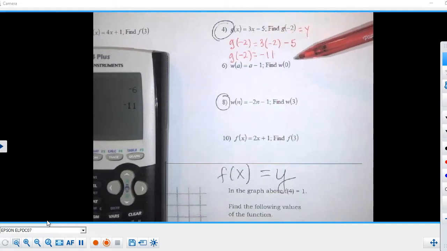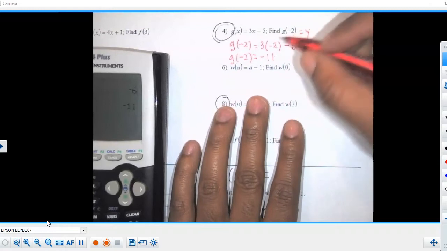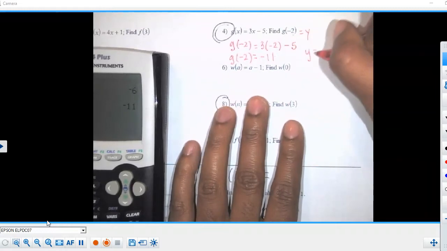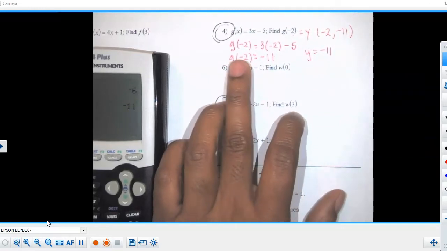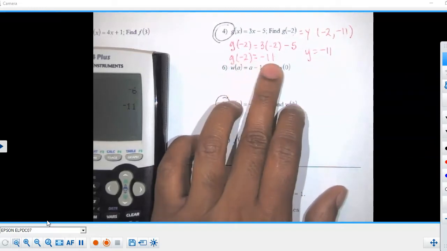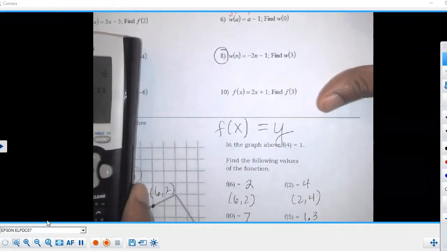All right, so the answer to this would be that y is equal to -11, and I could produce the point, right guys? -2 was my input. I got out -11. All right, so ultimately all you got to do is write this notation, and then that's the output.